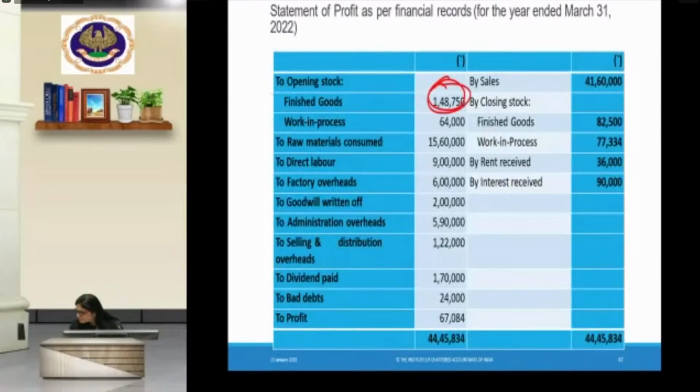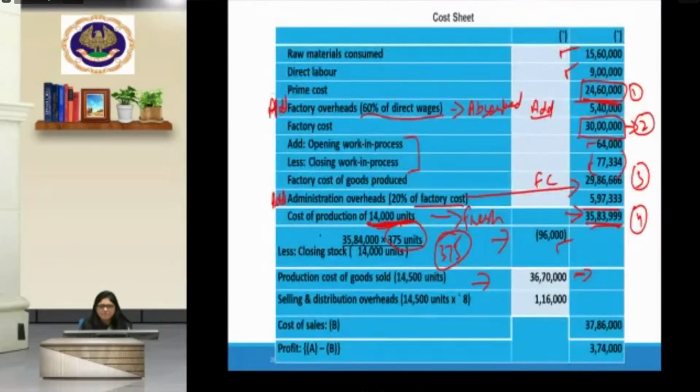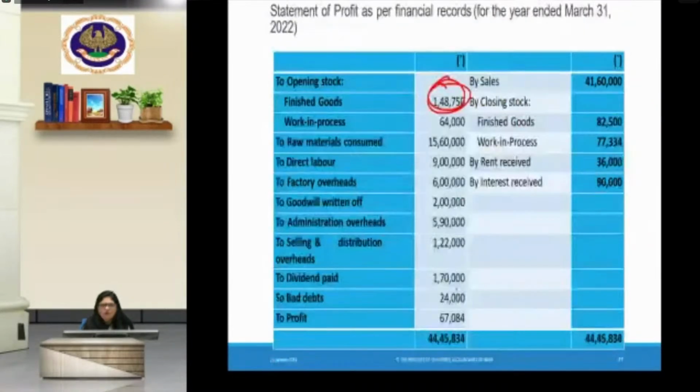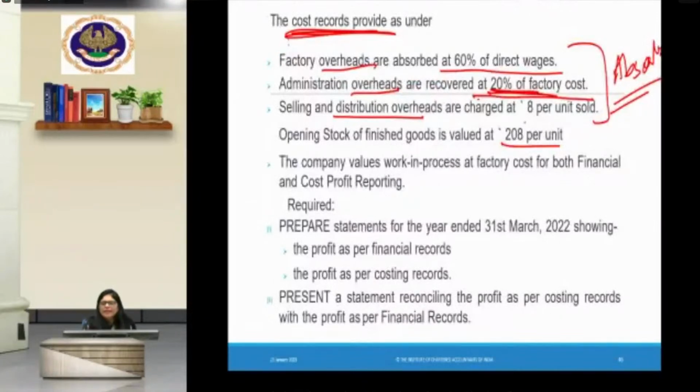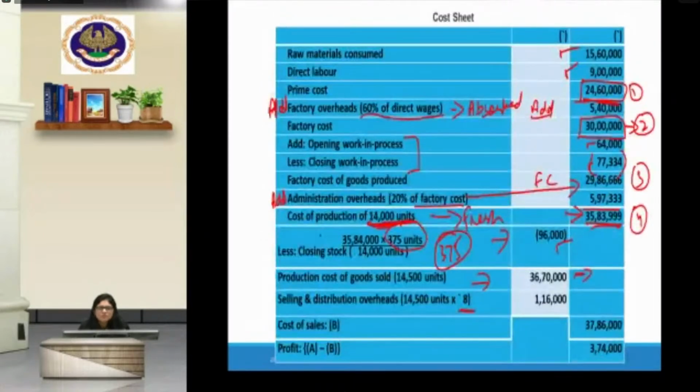148,750. We have to add it. All right. And then, all right. So cost of production of cost of goods sold is this. Selling and distribution overheads 8. How are we absorbing it? 8 per unit sold. All right. So selling and distribution is absorbed at 8 per unit sold, and units sold are 14,500.